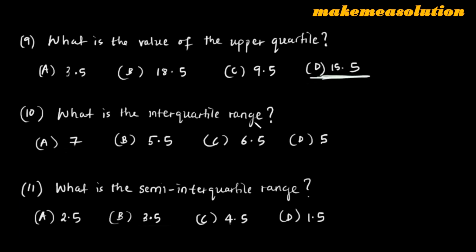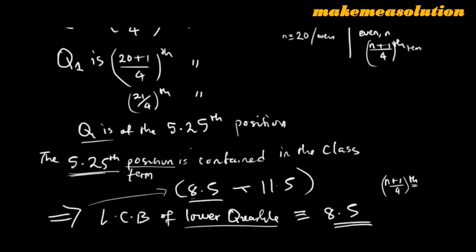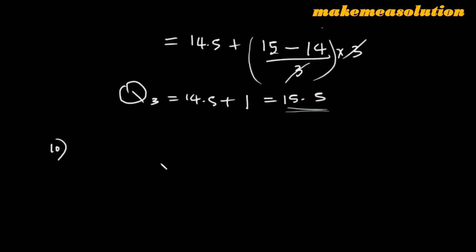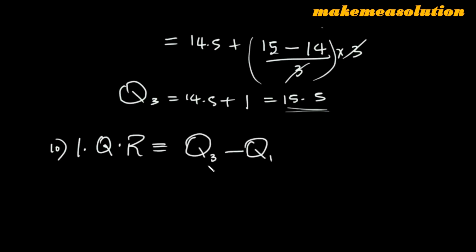So what is the interquartile range in question 10, and what is the semi-interquartile range in question 11? Let's just take two of them at once. Question 10 asks for the interquartile range, IQR. IQR is taken as the difference between Q3 and Q1. So your upper quartile minus your lower quartile, or your third quartile minus your first quartile, which is 15.5 minus 8.5, which is 7.